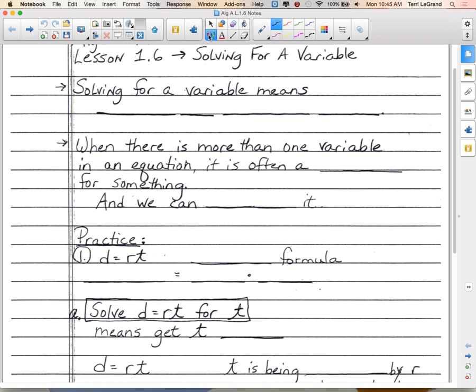But here's what they want us to do. They want us not to solve and get a value. We have to solve it for the indicated variable. When they say solve it for this variable, that means get it by itself. So let's fill that in here. Solving for an indicated variable means getting the variable alone. Get that variable by itself. Get it alone.